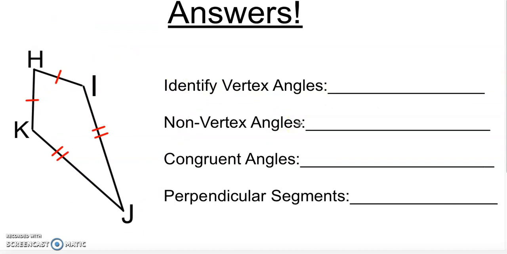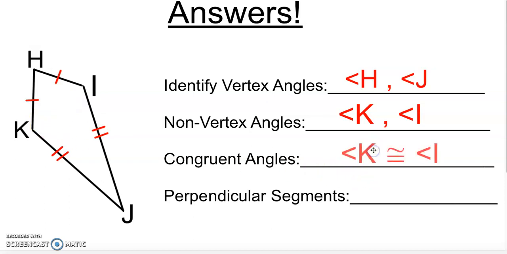Here I've drawn a lovely kite, and I want to identify my vertex angles. Those are the angles that are between the congruent sides. So angles H and J are going to be our vertex angles. The non-vertex angles are going to be the other ones, so angles K and I will be the non-vertex angles. Angles that are congruent to each other are the non-vertex angles.